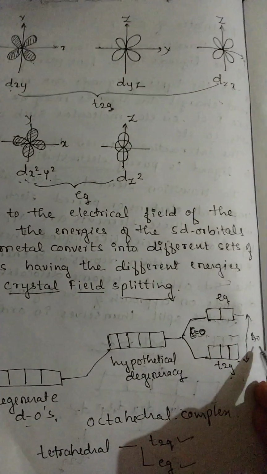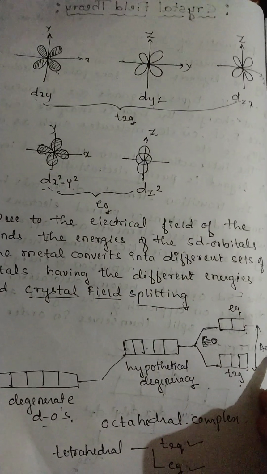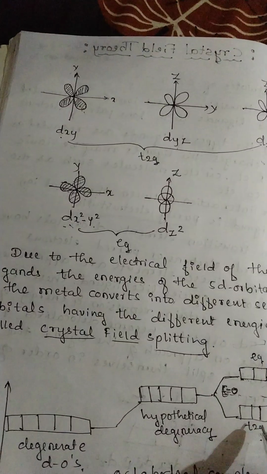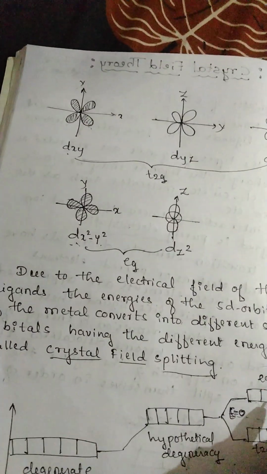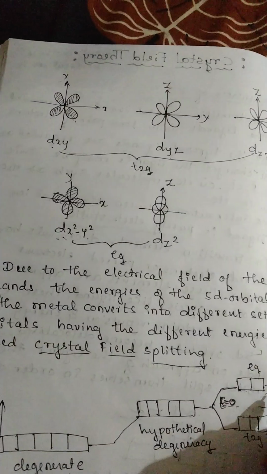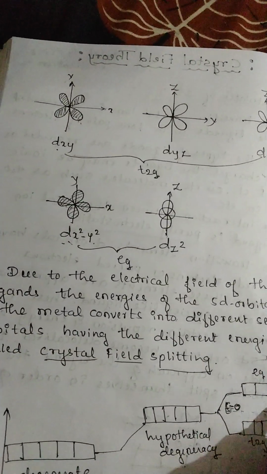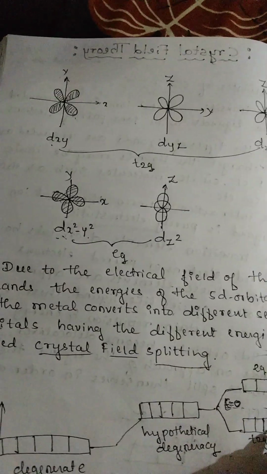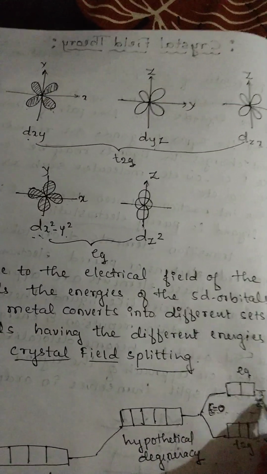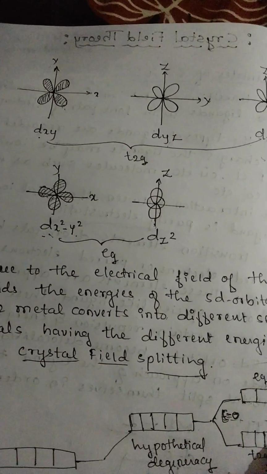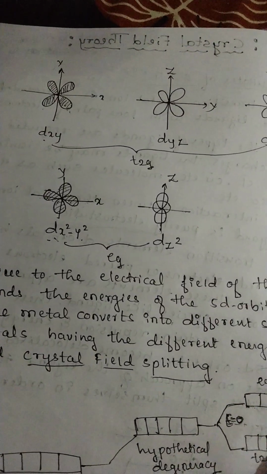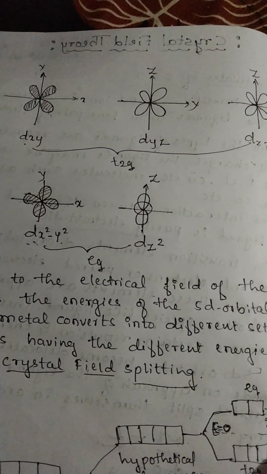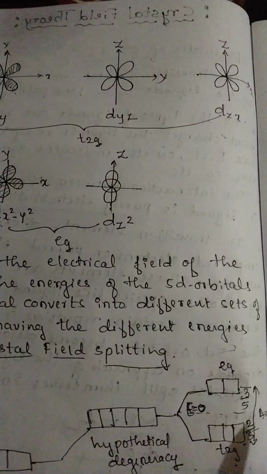Here delta naught is the crystal field splitting energy. The Eg set has higher energy than the T2g set. There are five orbitals in total. The Eg set is higher in energy, by 3 by 5 delta naught, and the T2g set is lower in energy, by 2 by 5 delta naught.